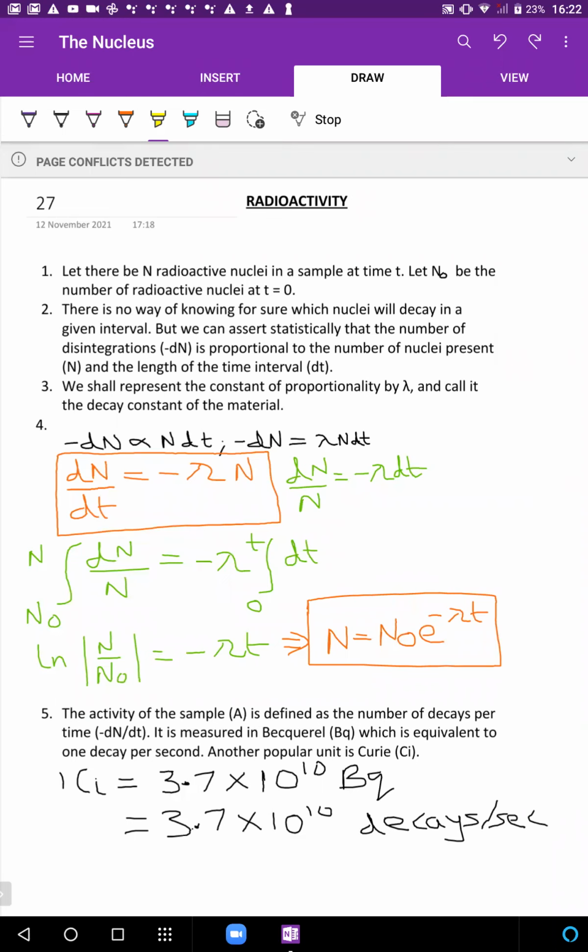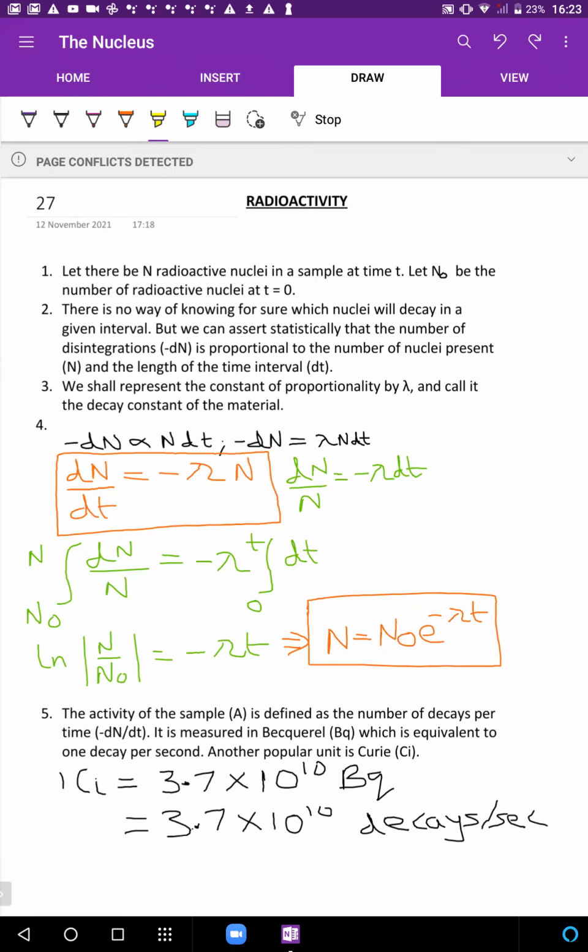It does not depend on n naught. It doesn't depend on the number of nuclei you have. So that's an interesting fact about exponentially decaying functions, which I think you've observed in chemical kinetics. If you have any doubt, or you want me to repeat anything, please say so.